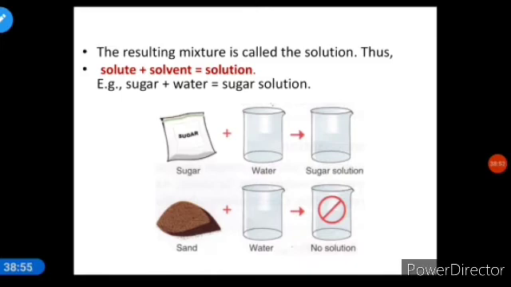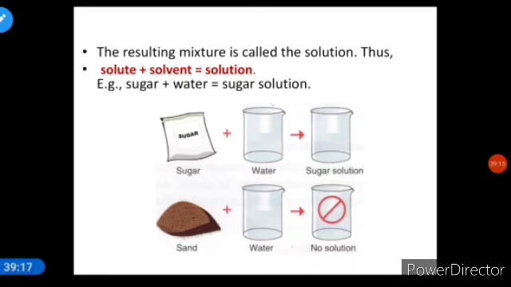In the place of solute, what can we take? We can take sugar, and in place of solvent, we can take water. So what is formed? Sugar solution. Just understand this with the help of this diagram. Here is the sugar and here is the water. Both form a sugar solution.